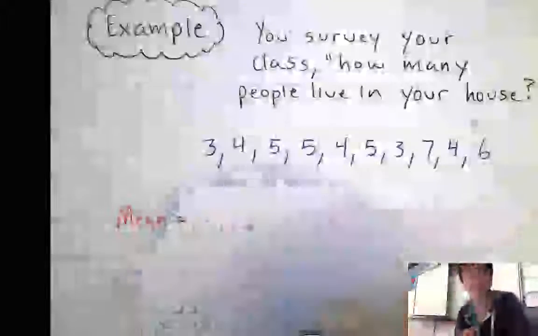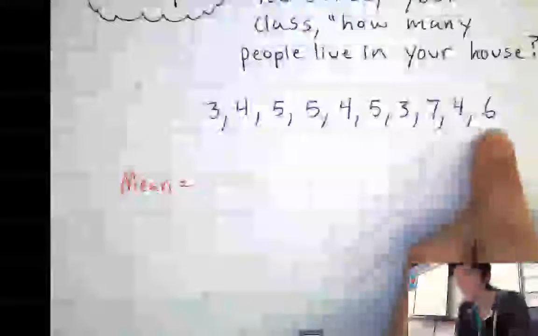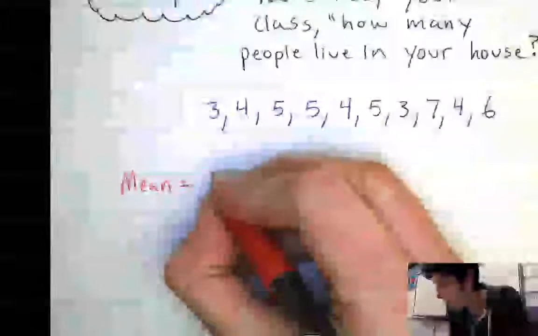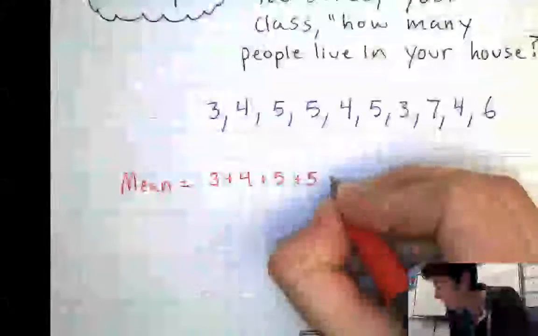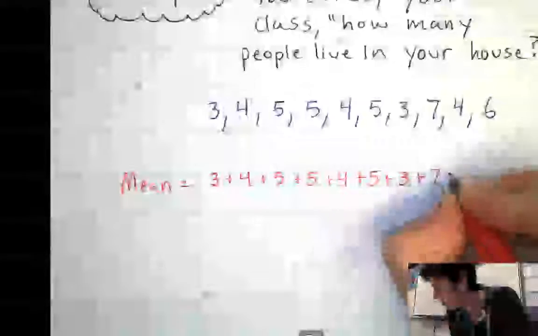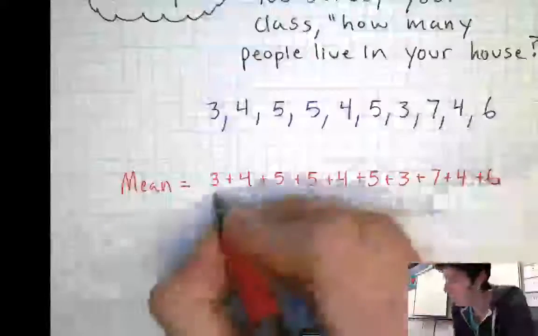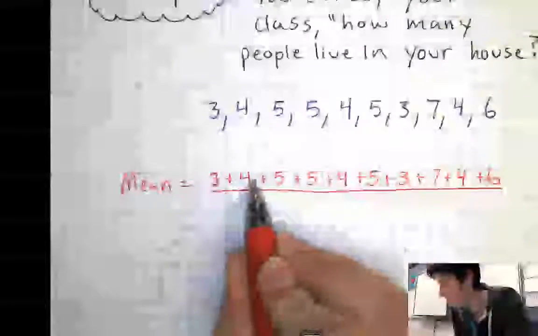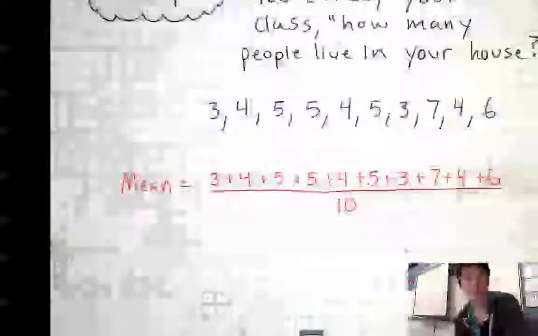The average is fairly simple to calculate. All you have to do is add up all the values and divide by the number that there are. So literally take each number: 3 plus 4 plus 5 plus 5 plus 4 plus 5 plus 3 plus 7 plus 4 plus 6. Add them all up and then divide by how many people you asked. And we said 10, right? Let me double check. 1, 2, 3, 4, 5, 6, 7, 8, 9, 10. Yep, there's 10. So we're going to divide by 10.